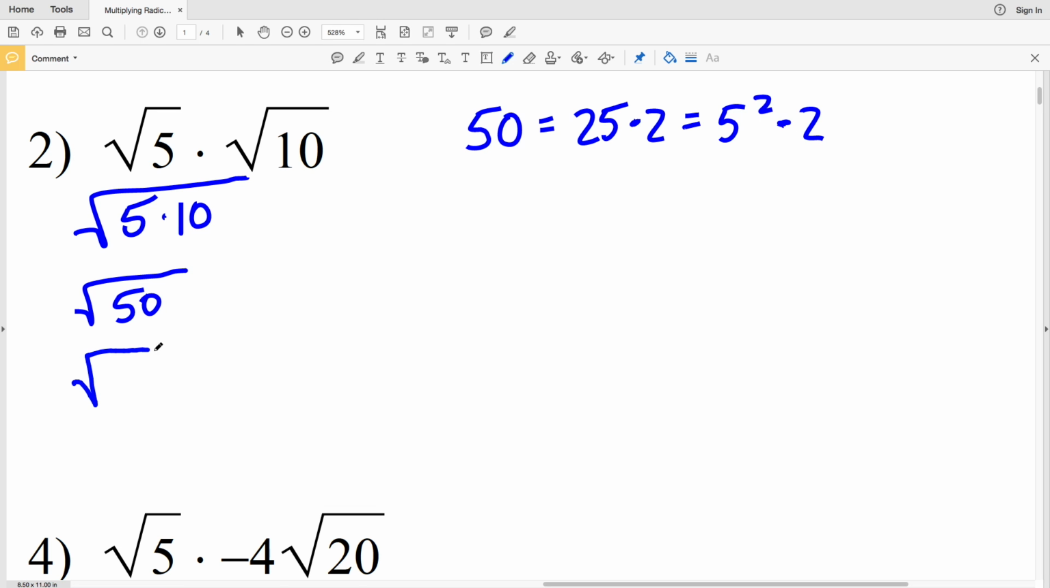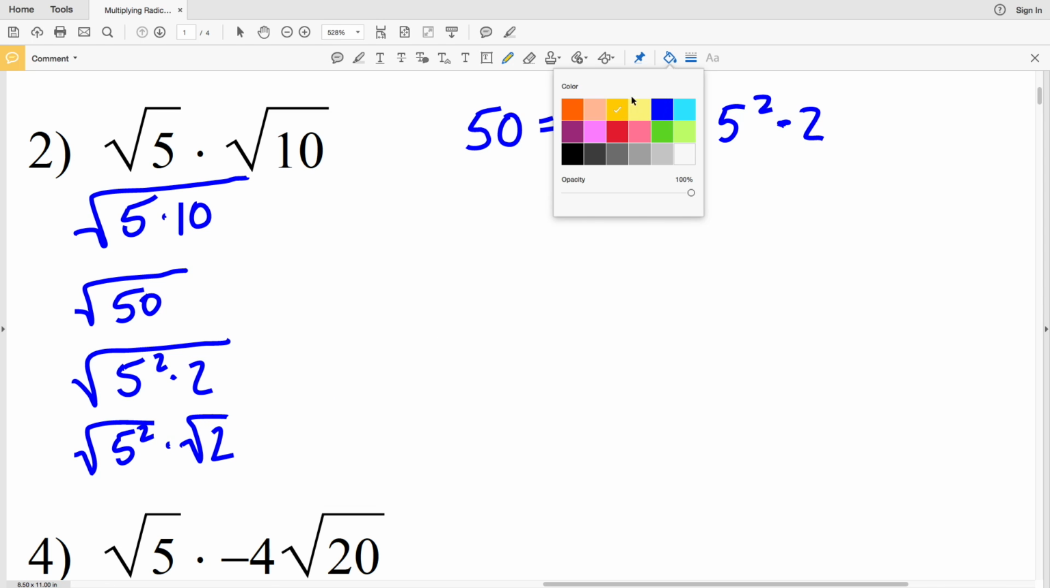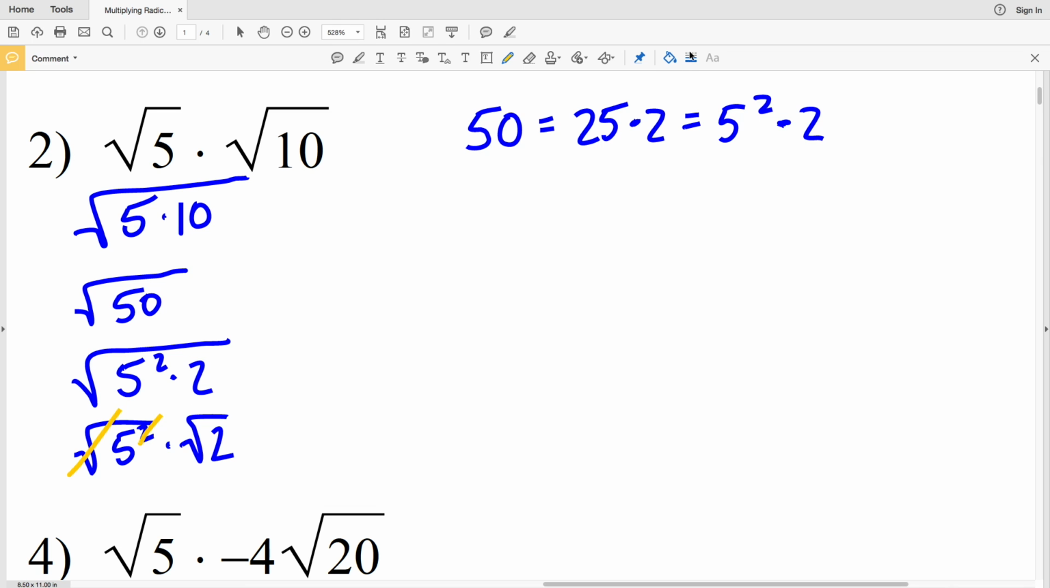So I'll rewrite this as the square root of 5 squared times 2, and I'll be able to pull out that 5, but since this is still earlier on the problems, I'll break it down, showing you how I can pull out that 5. So I'll split up my radical as the square root of 5 squared times the square root of 2. And you can see that that square root will cancel out that exponent of 2, so I'll be left with 5 on the outside of my radical, so a whole number 5 times the square root of 2. That's my solution in number 2.